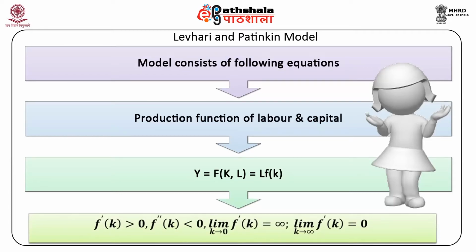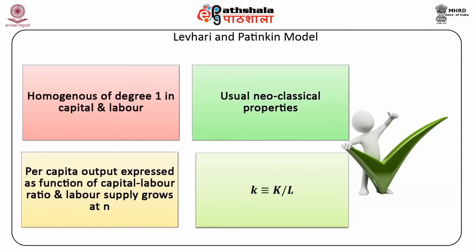Production is a function of labor and capital, that is Y = F(K, L) = L f(k). f'(k) > 0, f''(k) < 0, and limit k tends to 0, f'(k) is equal to infinity, and limit k tends to infinity, f'(k) is equal to 0. It is homogeneous of degree 1 in capital K and labor L and has the usual neoclassical properties.